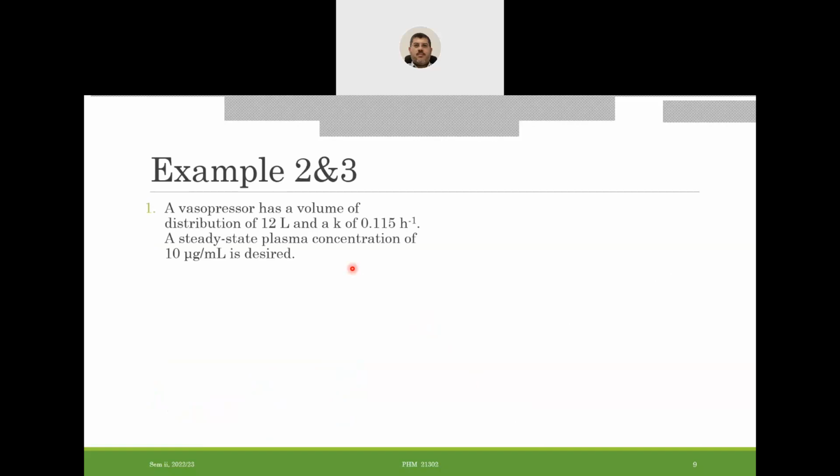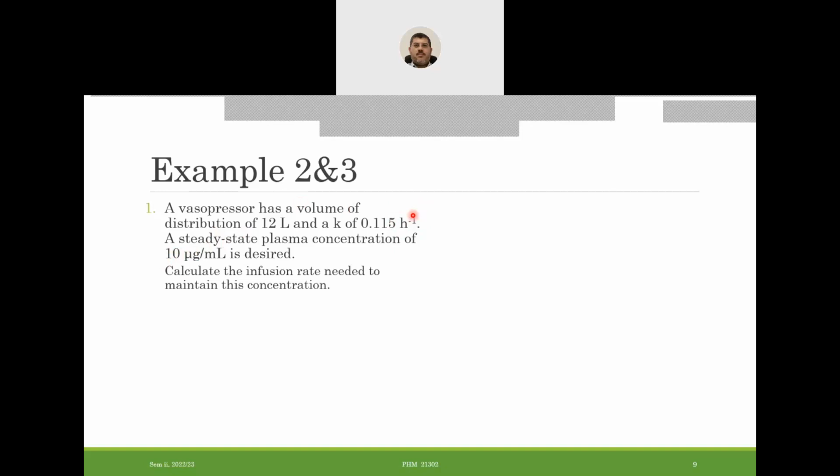Other examples. A vasopressor drug has a volume of distribution of 12 liters. The K value is 0.115. Steady state plasma concentration is desired in microgram per ml. So they want you to calculate the dose, the infusion rate needed to maintain this concentration. Number one, when we look at the units, volume of distribution is in liters but concentration is in microgram per ml. We know that microgram per ml is equal to milligram per liter. So we assume this is milligram per liter, and then the units will be the same. When we calculate the infusion rate, it will be in milligrams per hour because K is hour to the power negative 1.